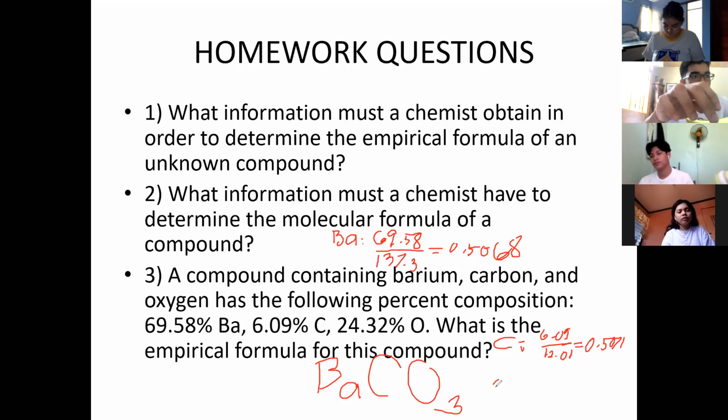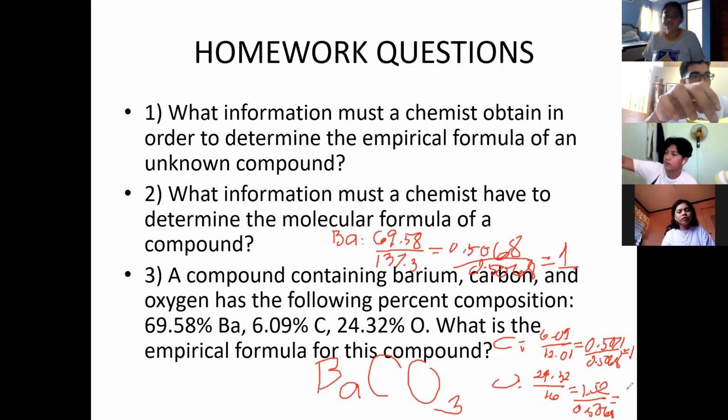5.071. And lastly, for oxygen, 24.32 grams divided by 16, you'll get 1.52. So the least value there is 0.5068. So divide this by 0.5068 so that it will be equal to 1. Divide this as well by 0.5068, still equal to 1.0001 or 1. And 1.52 divided by 0.5068, you'll get the answer 2.999, which is equal to 3.